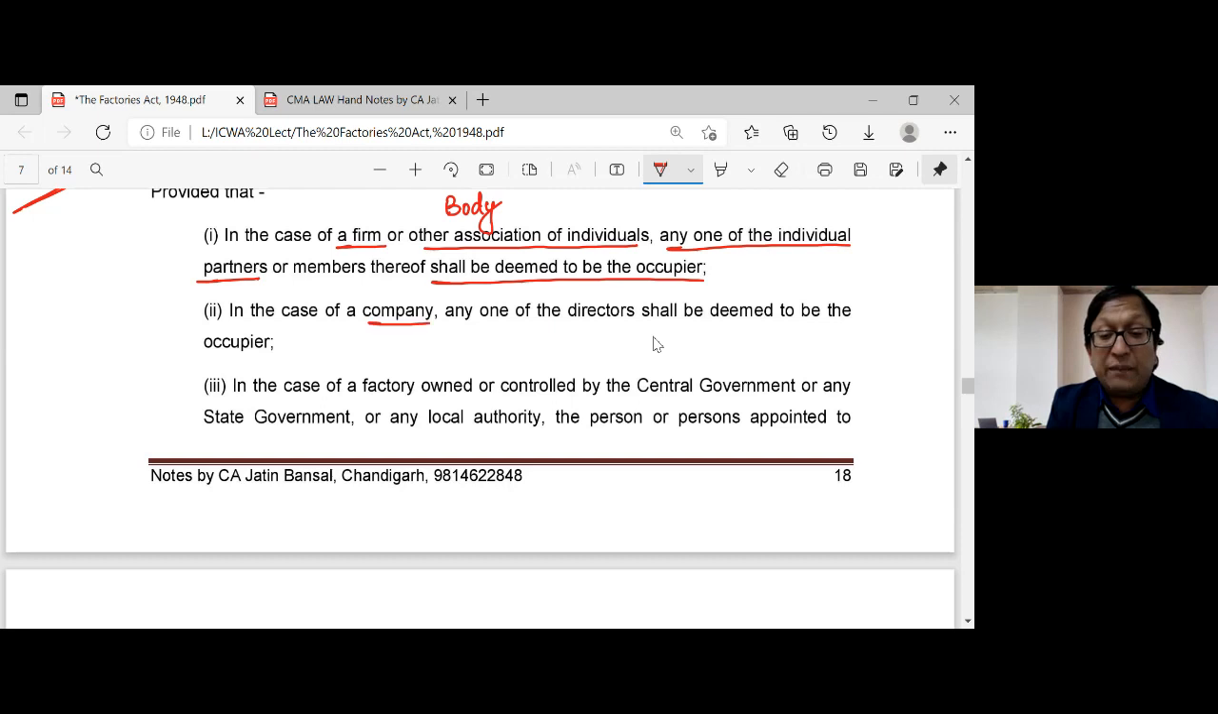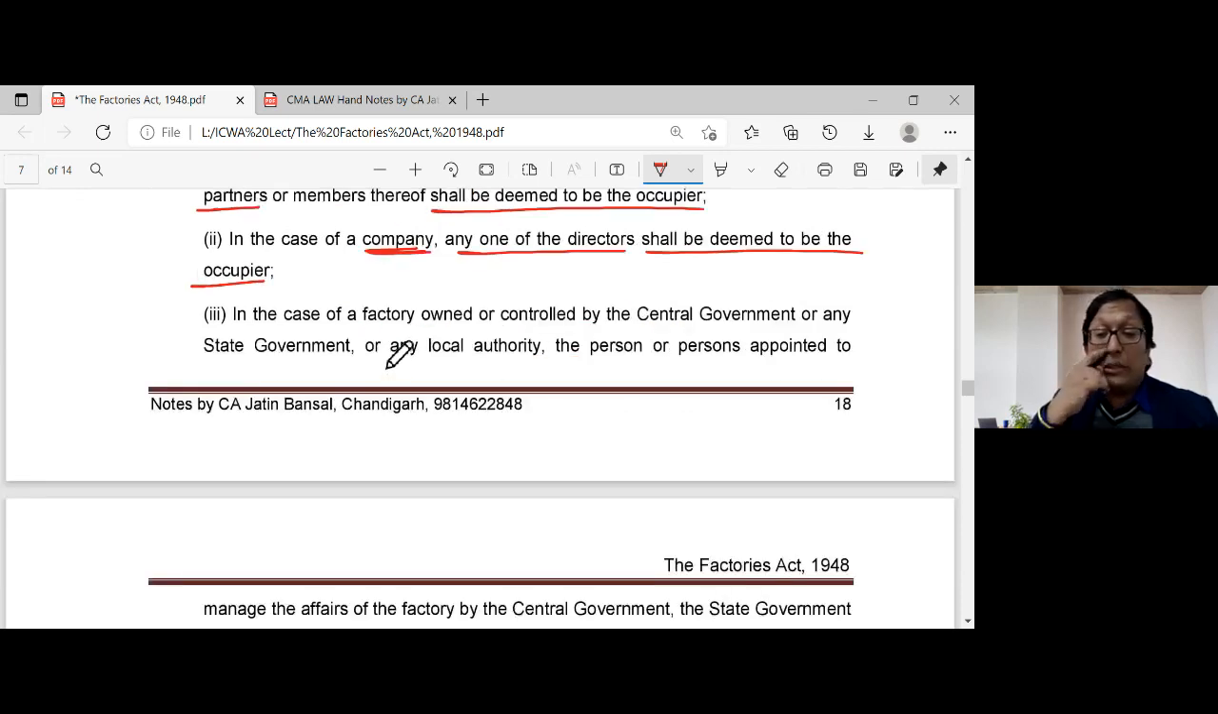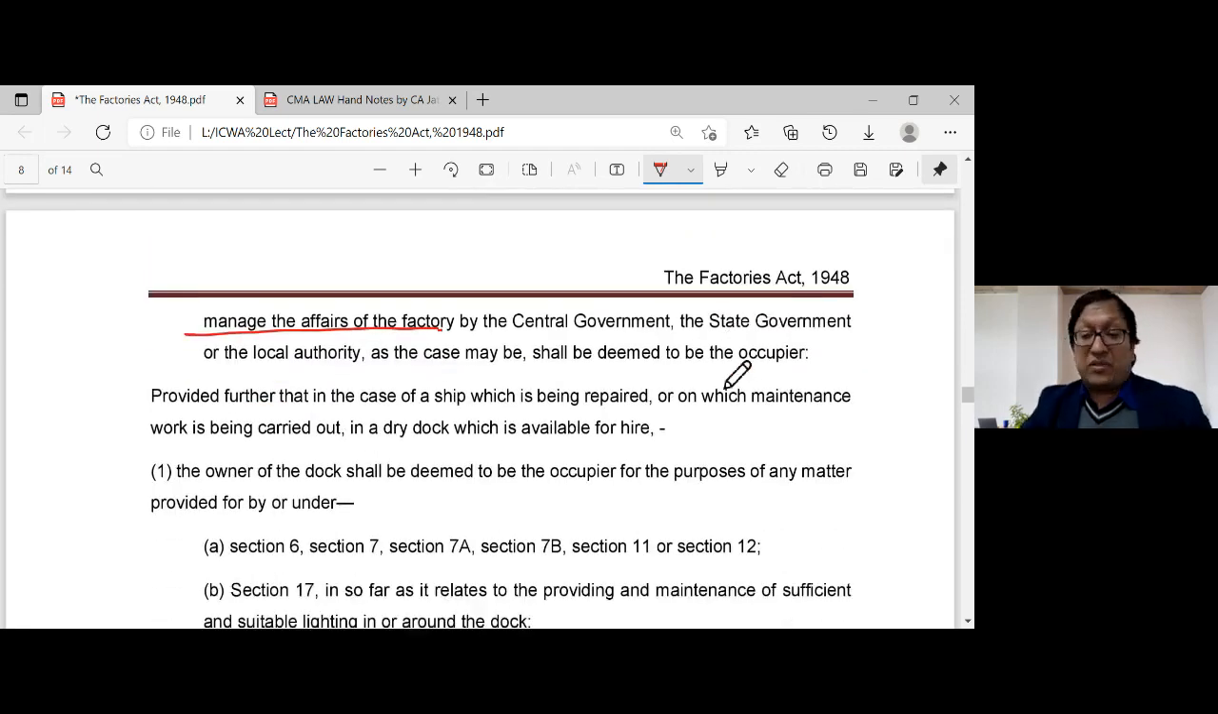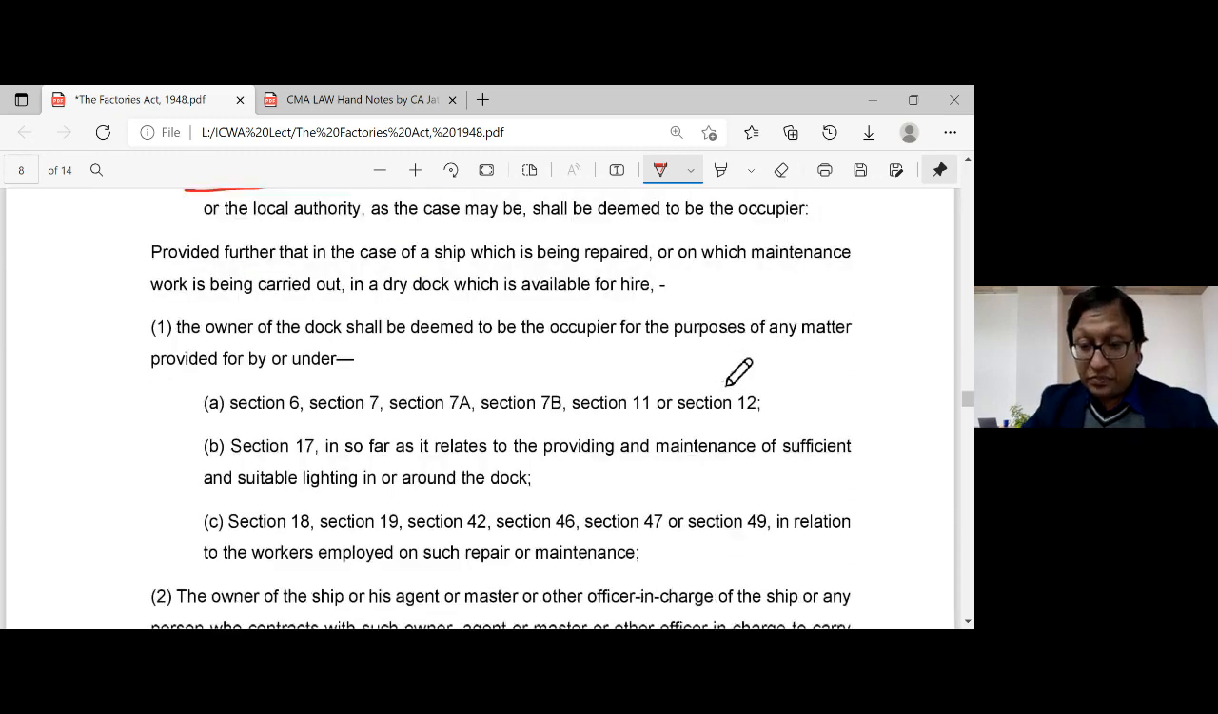Next, in case of a company, any one of the directors shall be deemed to be the occupier. The companies usually declare it in a form, stating that this person will be called the occupier for the purposes of our factory. And in case of a factory that is owned or controlled by the central government, any state government or a local authority, the person who has been appointed to manage the affairs of the factory by that government or local authority shall be deemed to be the occupier.